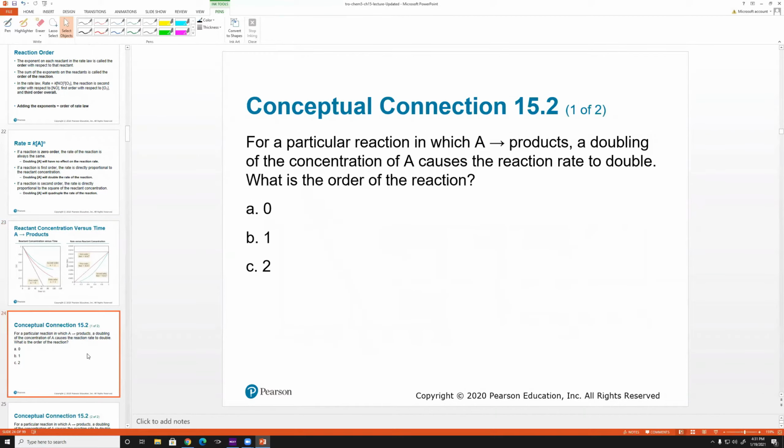So here's another conceptual question. For a particular reaction in which A goes to products, doubling the concentration of A causes the reaction rate to double. What order is the reaction? If doubling the concentration causes the rate to double, not quadruple or not change at all, but to double, then it's first order.